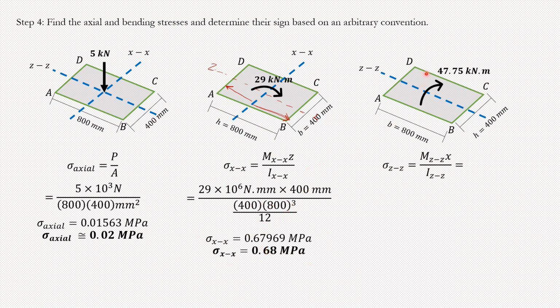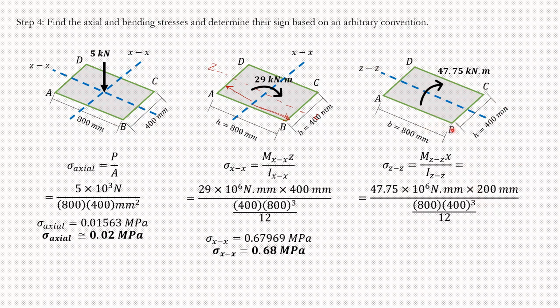And lastly, I have the flexural stress about the ZZ axis. In this case, I have 47.75. I can convert it by multiplying by 10 to the power of 6. And then if this is my ZZ axis, the maximum distance perpendicularly from this axis is this or this, which is again symmetric: 200 from here, 200 from here. So I can put 200 there.